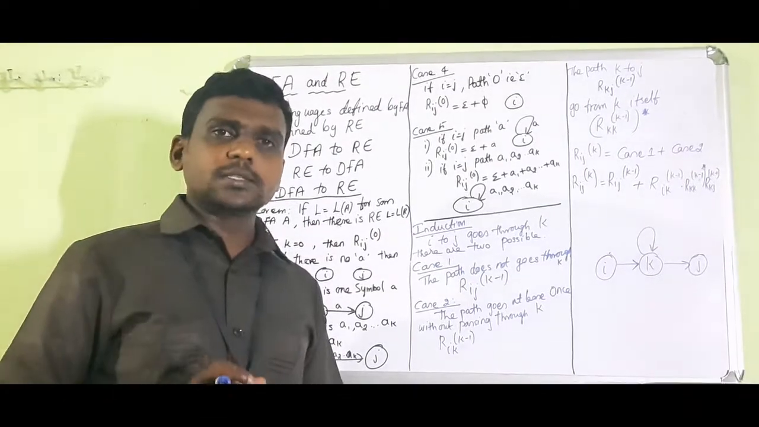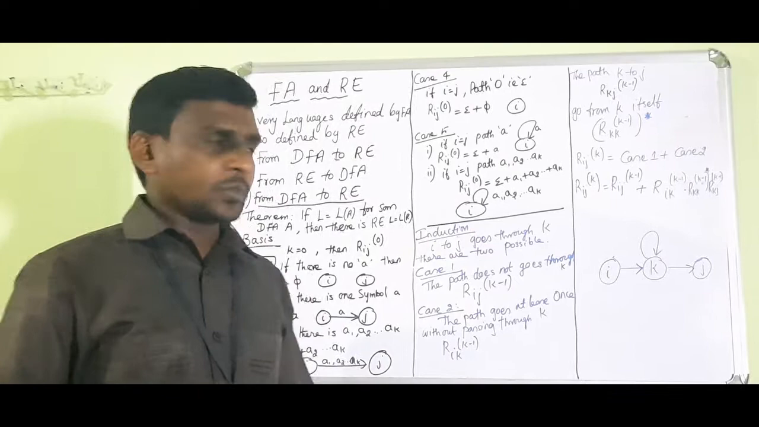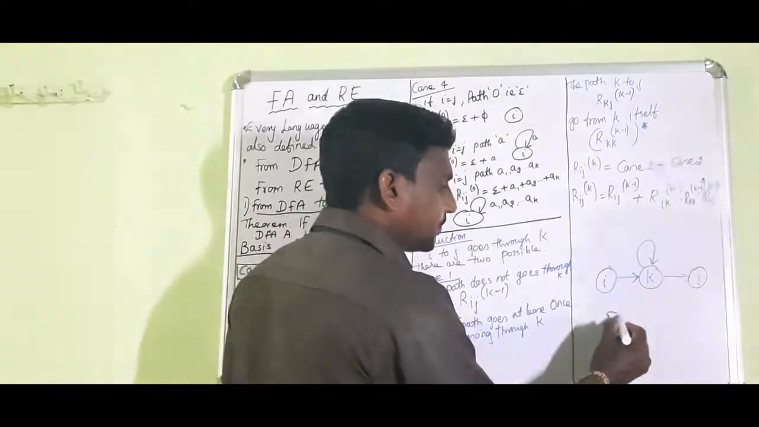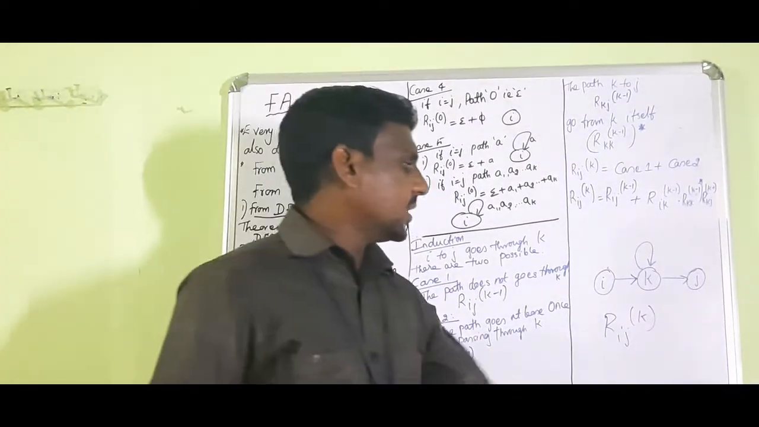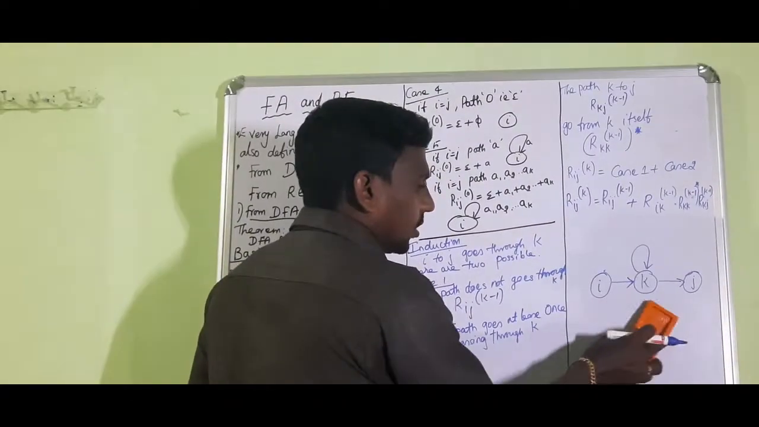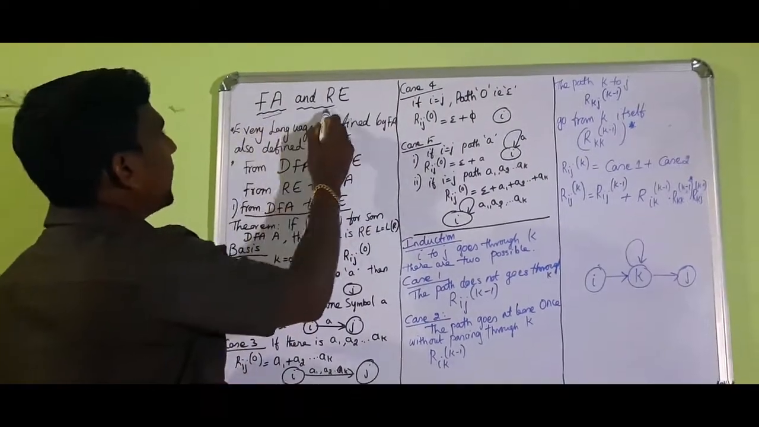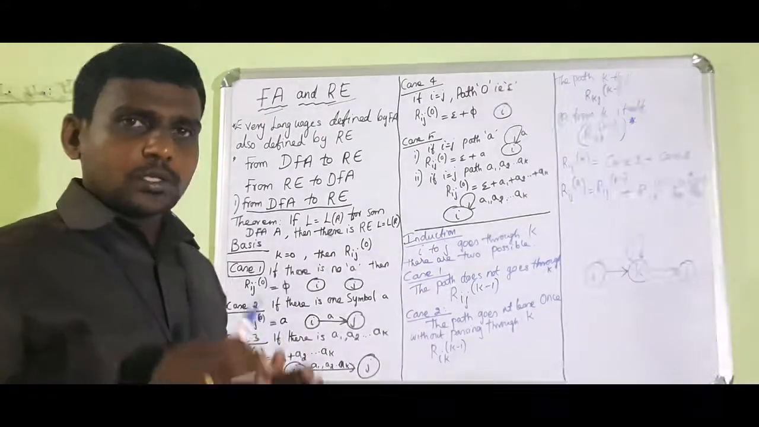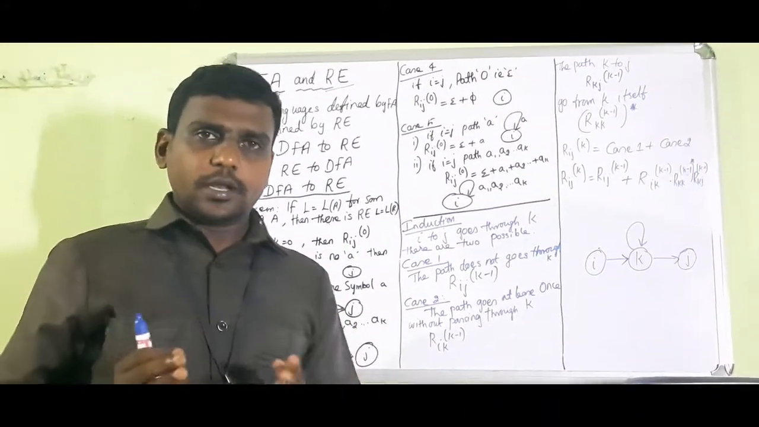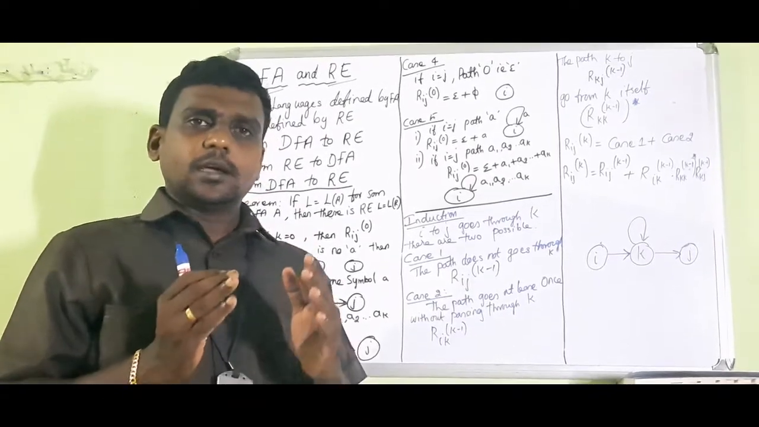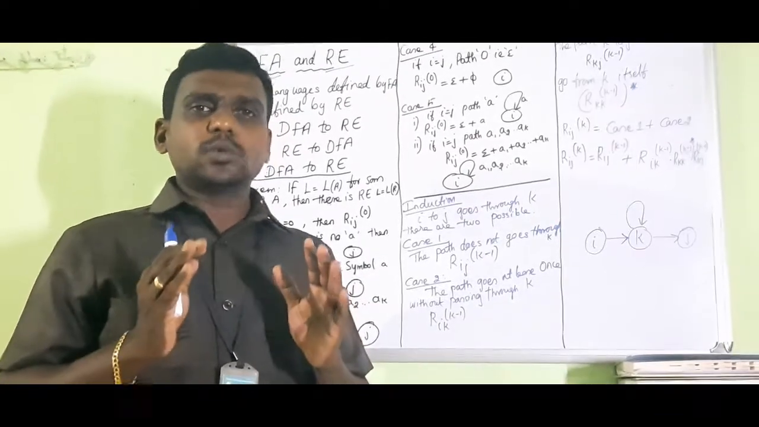Okay, so in the last video class, I taught you about finite automata and regular expression. You know what a regular expression is, right? It is denoted by R ij power k. So we have a theorem about the relationship between finite automata and regular expression. I already told you finite automata is a machine model, and regular expression is the easiest way to describe finite automata.